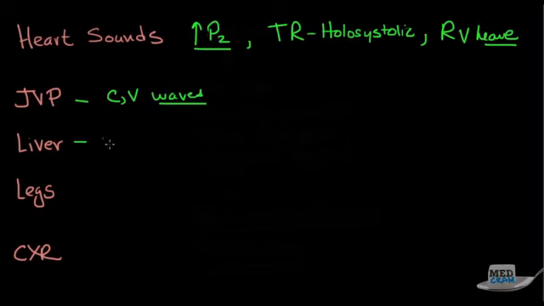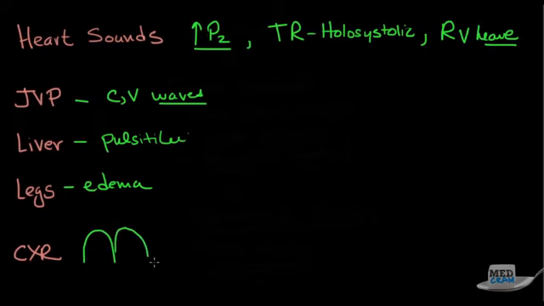And it's this regurgitation that allows you to estimate the PA pressure. The liver is going to be pulsatile. The legs are going to have edema. And on chest x-ray, what you'll notice is something we call pruning of the blood vessels. So in the middle of the chest, whereas normally you would see these blood vessels go out, what happens is because of the pulmonary hypertension these blood vessels don't go very far.